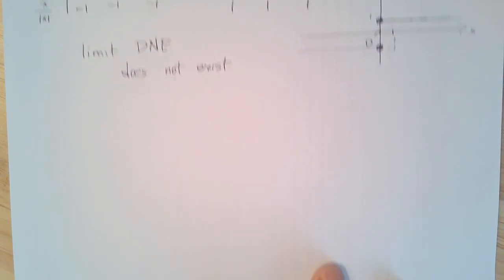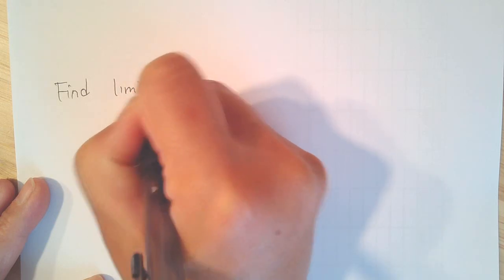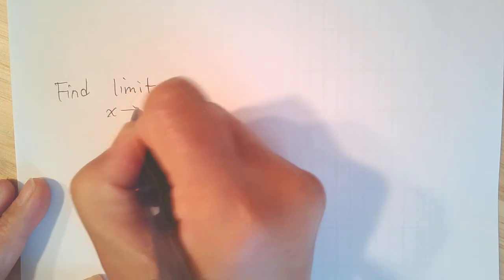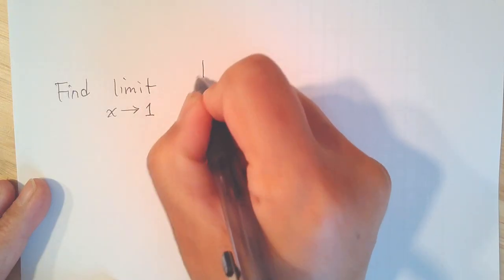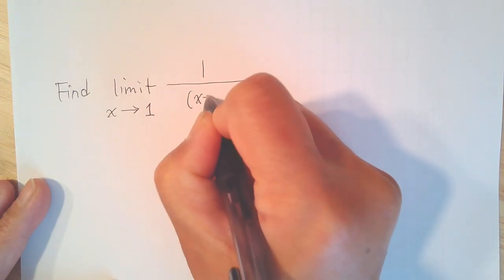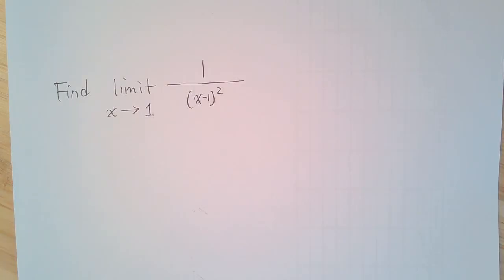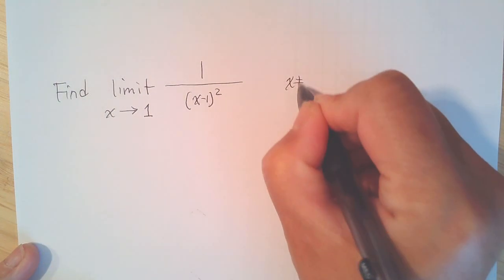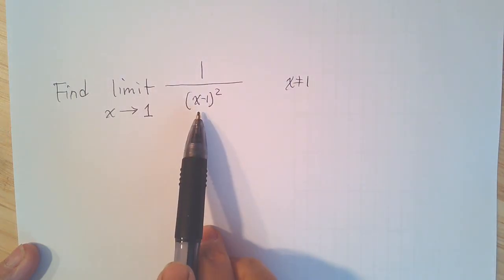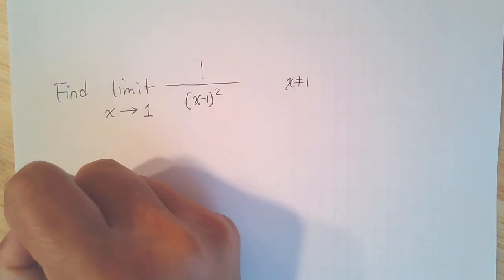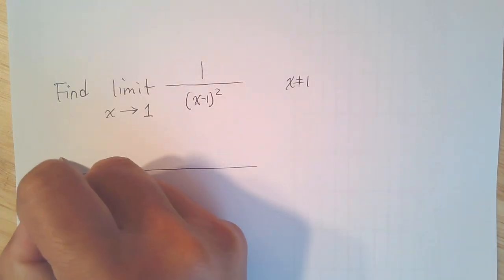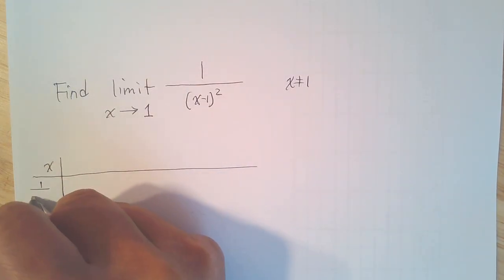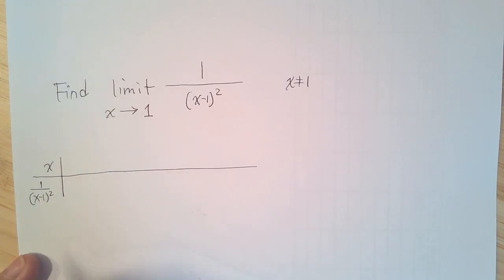Let me give you another example. I ask you to find the limit when x approaches 1 of 1 over x minus 1 squared. Okay? Again, x cannot be 1, right? Because when x equals 1, the denominator becomes 0, it's undefined. So we're going to have x, come up with the table, and 1 over x minus 1 squared.